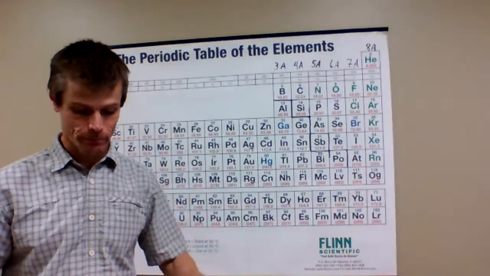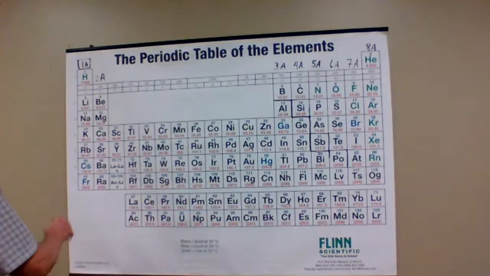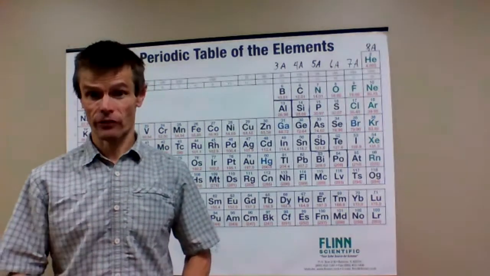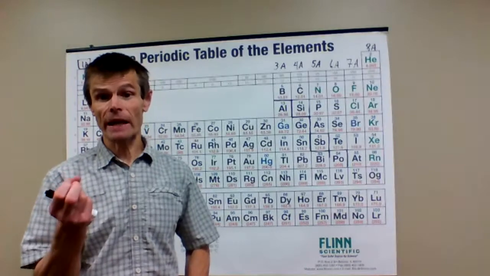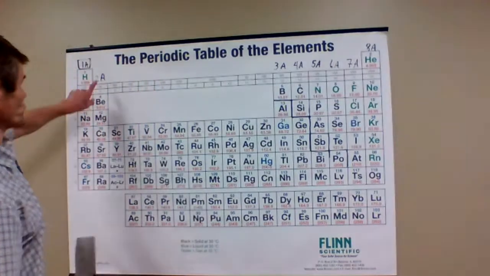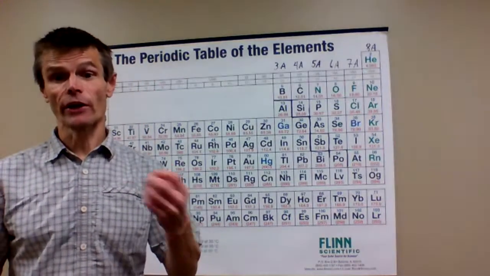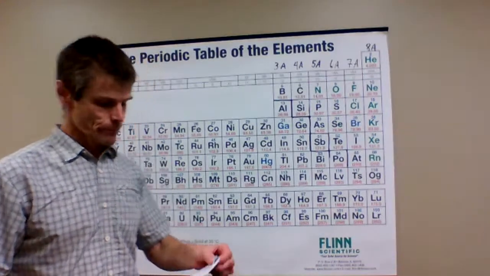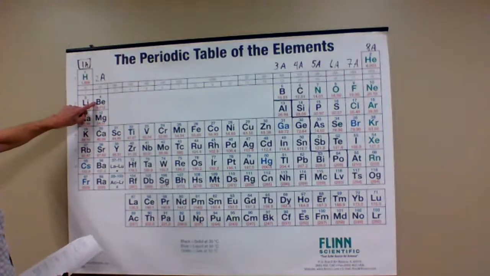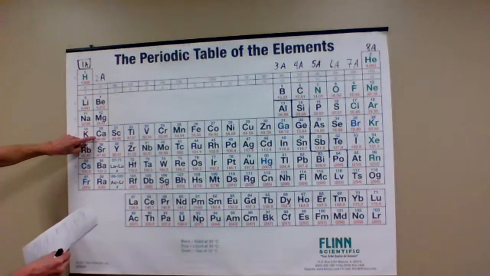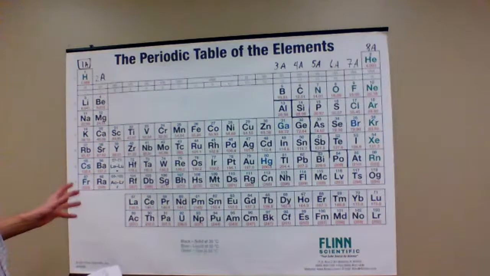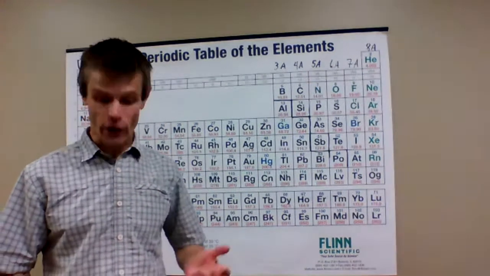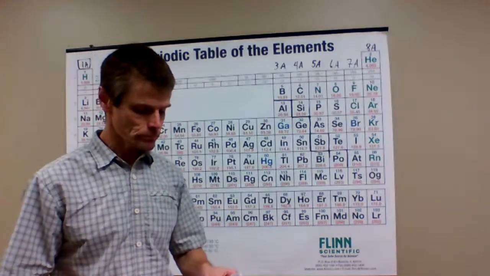Now, group 2A, these are also metals that share similar properties in that particular group, and we give these a name also. Group 2A are called alkaline earth metals. These include beryllium, magnesium, calcium, strontium, barium, and radium. So those are our group 2A alkaline earth metals.